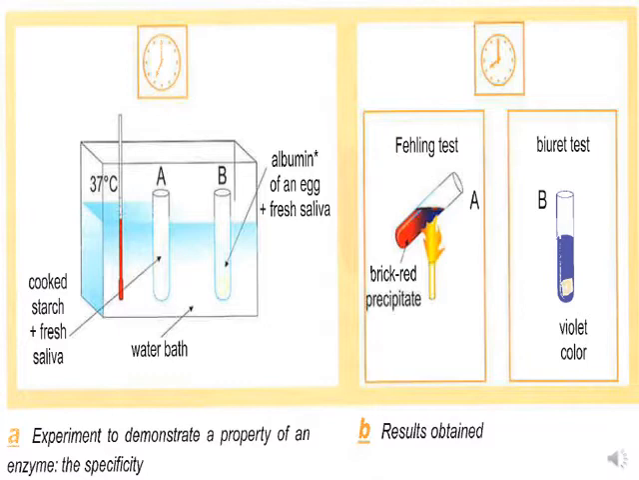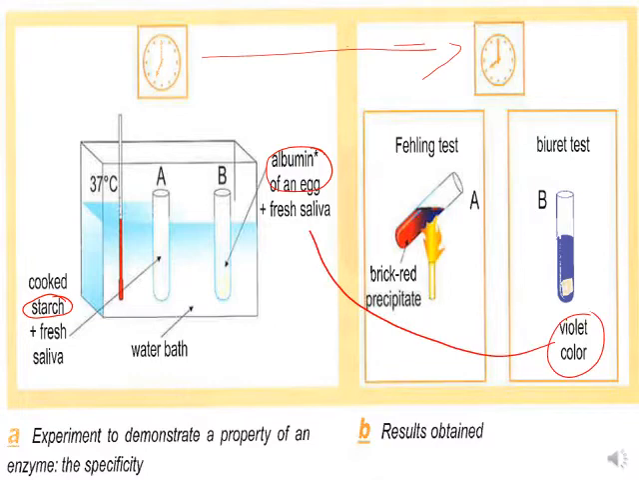So both of them have the same conditions, but we have different substrates. Here we have starch as a substrate, while in tube B, we have albumin of an egg as a substrate. After 1 hour, we have in the Fehling test in tube A, it gives a brick red precipitate, meaning that the starch is transformed or digested into reducing sugar. While in tube B, with the violet test, it gives a violet color, meaning that the protein is still found in tube B, meaning that there is no digestion.